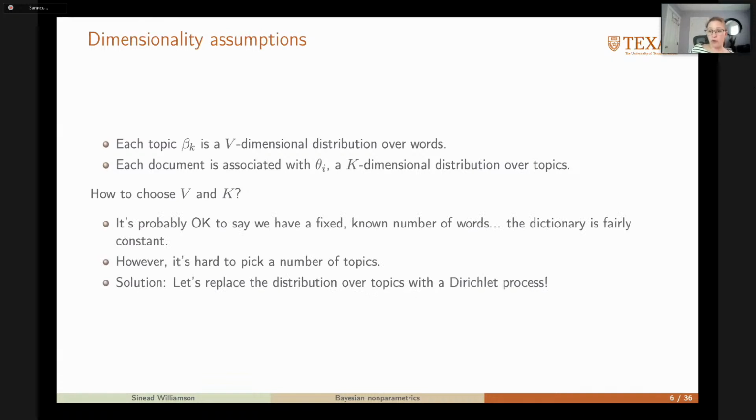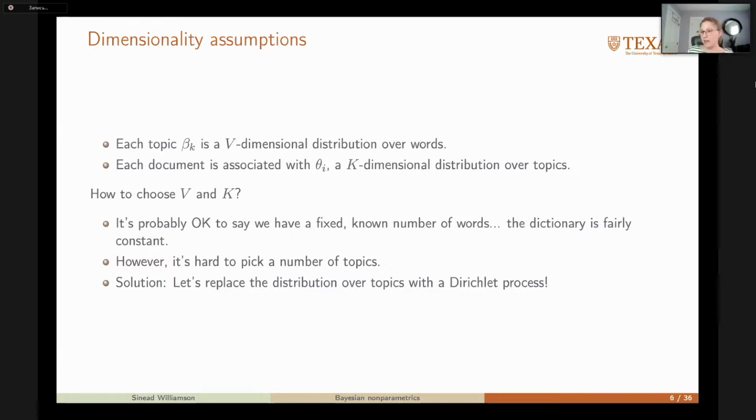I would argue for the distribution over words as a topic, we probably got a good guess, right? I can look at the size of the English dictionary, or whatever language I'm working in, and that can be my V, right? Or I can just consider, say, the top 1,000 or 10,000 words, and just ignore words that fall outside of that. I could relax this assumption. I know that in practice, languages evolve and we add new words, but for now, I'm going to assume it's reasonable to assume the set of words that we use for documents is fixed.